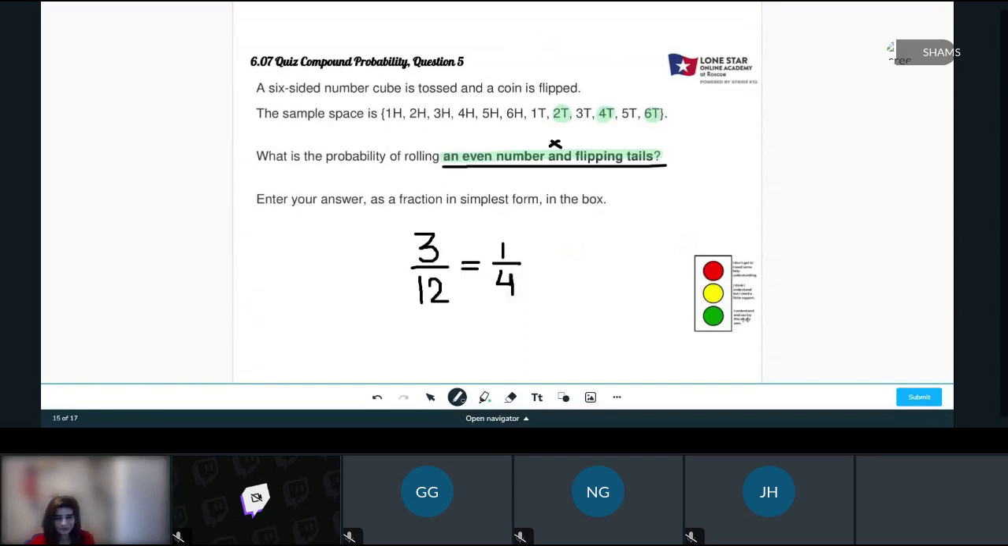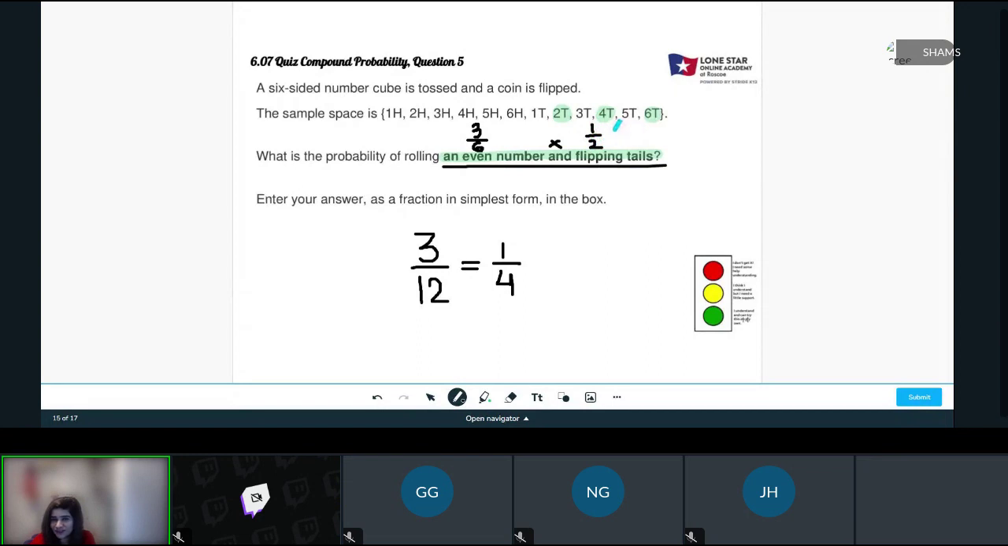Are there any questions? When I say and represents a multiplication question, I mean, what is the chance of getting an even number on a number cube? What is the chance of even numbers on a number cube? There are 3 even numbers out of 6 numbers, right? What is the chance of tails on flipping a coin? Half.